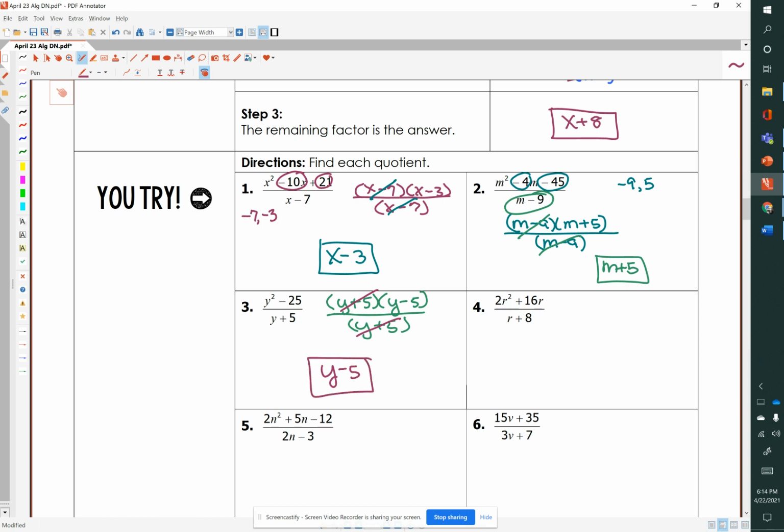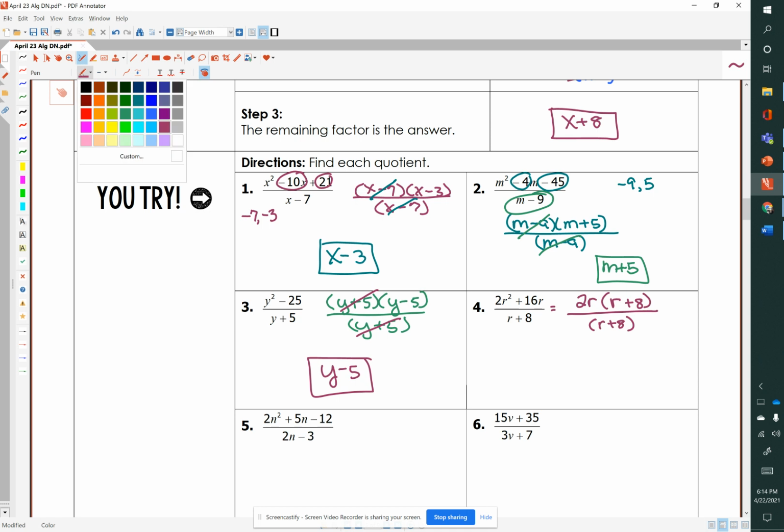So we've got 2r squared plus 16r. Well, first thing we want to do with that is factor out a greatest common factor of 2r, which would leave us with r plus 8 being divided by r plus 8. So here we can cancel common factors and we're left with a solution of 2r.